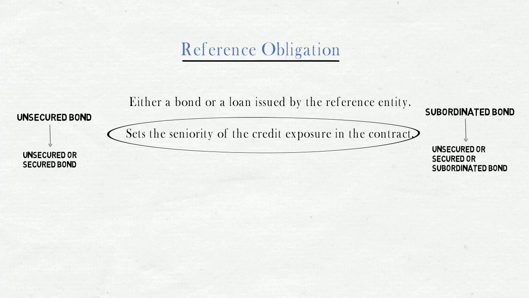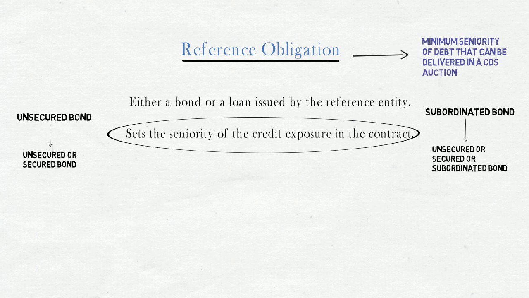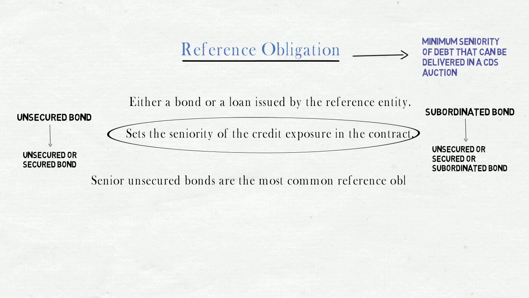In essence, therefore, the purpose of reference obligation is this. It tells the buyer the minimum seniority of the debt that can be delivered in the CDS auction if there is a default. And senior unsecured bonds are usually the most common reference obligations that are found in the CDS market.